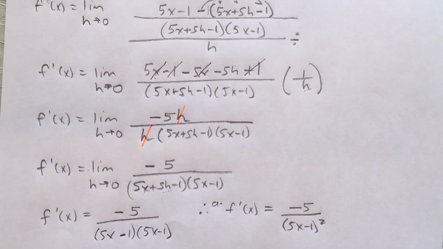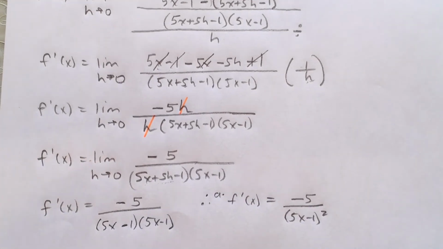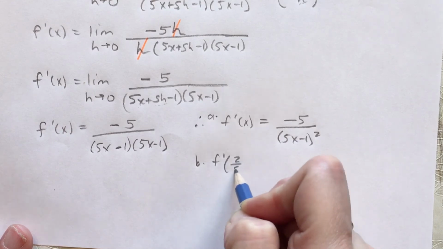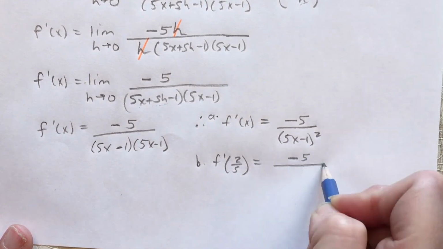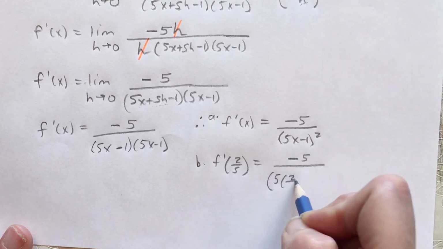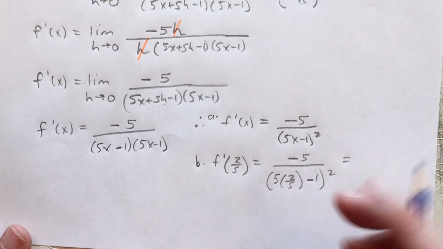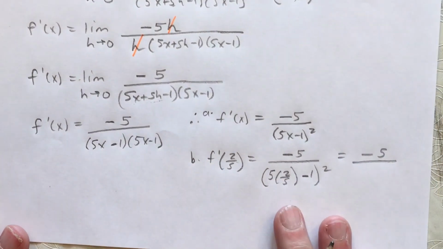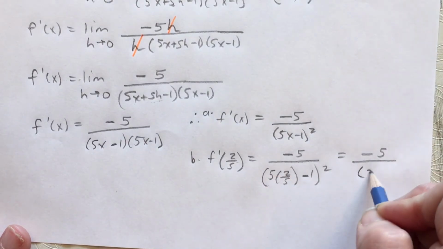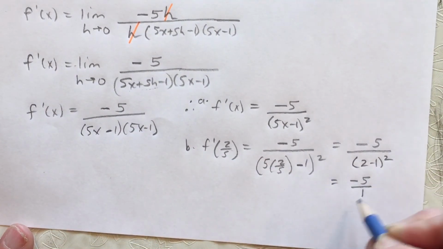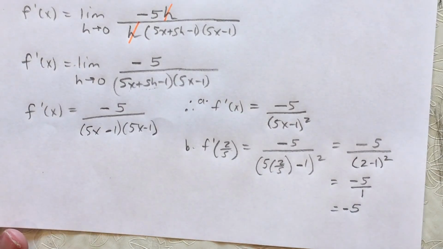Finding the derivative. B says find the derivative at the point where x equals 2/5. So now they want us to find for part B, f prime at 2/5. So that's going to be negative 5 over 5 times 2/5, so replace x with 2/5, minus 1 squared. Or negative 5 over, so 5 times 2/5 is 10/5 or 2, minus 1 squared. So that's going to become negative 5 over 1, which is just negative 5. Remember, we predicted that the slope would be negative and steep. So negative 5 is pretty steep and it's negative.